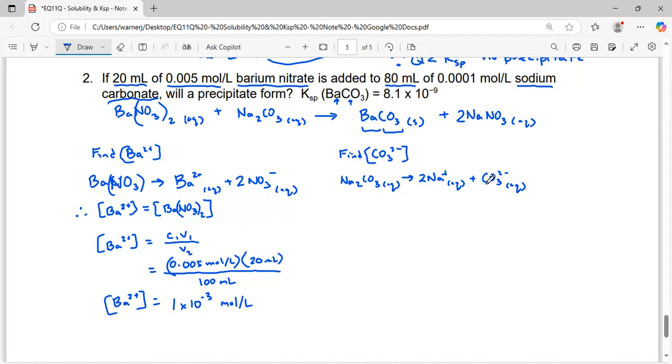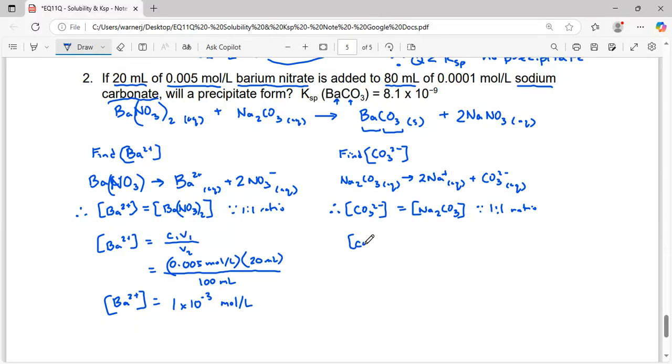So if I have my carbonate ion, it's a 1-to-1 ratio with the sodium carbonate, so I know that the concentration of carbonate has to equal the concentration of the Na2CO3, right? And that's because we had the 1-to-1 ratio, just like over here. If the ratio is different, then I would just apply that there.